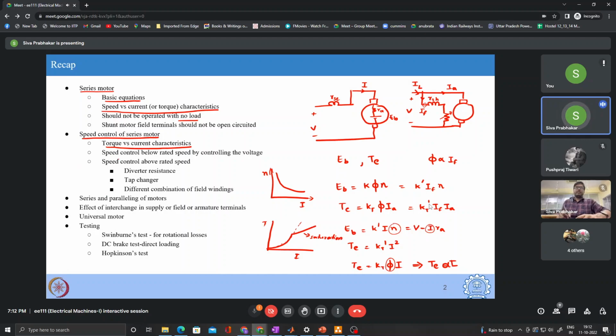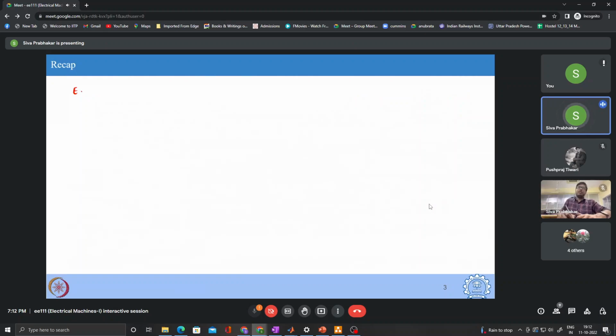So these were the things which were discussed, and in order to control the speed below the rated speed, we are controlling the voltage. Since we are operating at rated voltage, we can bring down the voltage and apply a lesser voltage to control the speed. Because as you can see, EB is K phi into N. So V minus I RA, which is the KVL equation, is K phi into N. So you can write V by K phi minus I by K phi into RA is N.